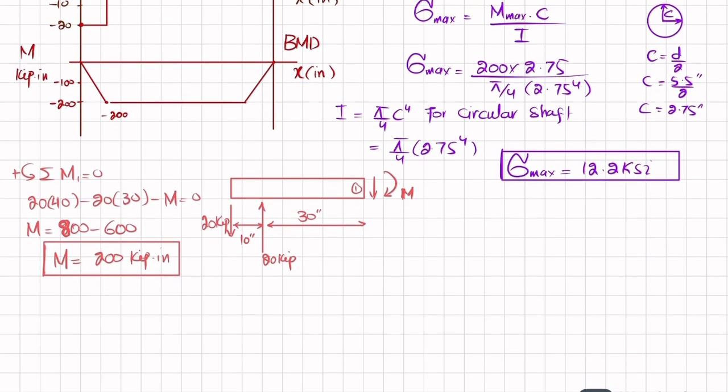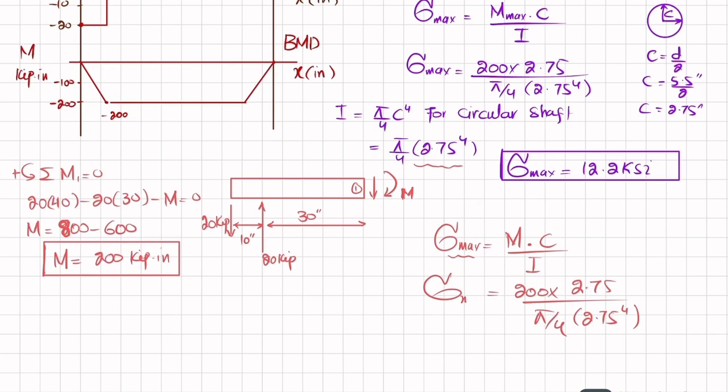Okay, now you have this moment, so you have this formula: maximum bending stress is equal to maximum bending moment into C divided by I. So 200 into C, which is 2.75, divided by I, which we have calculated like this: pi by 4 into 2.75 power 4. And from here you will get maximum bending stress is equal to 12.2 KSI. So this is the way we can solve this problem by using two methods.